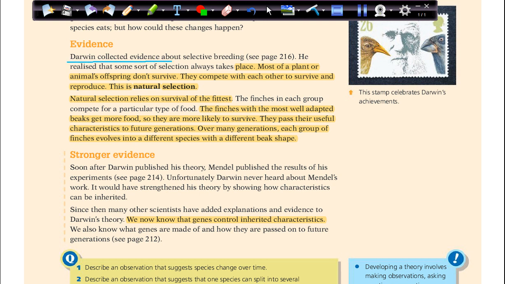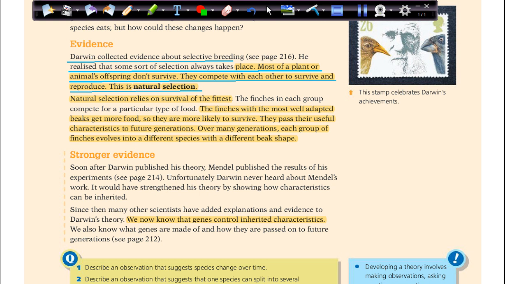Evidence. Darwin collected evidence about selective breeding. He realized that some sort of selection always takes place. Most of a plant or animal's offspring don't survive. They compete with each other to survive and reproduce. This is natural selection. So what is natural selection? When species or offspring compete together for food or to survive. So this is natural selection.